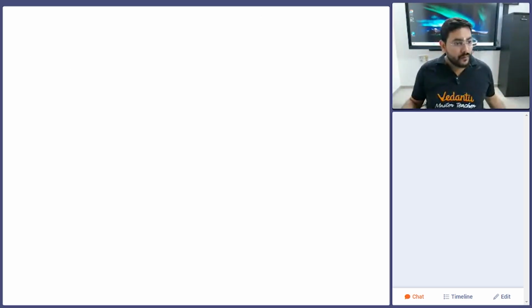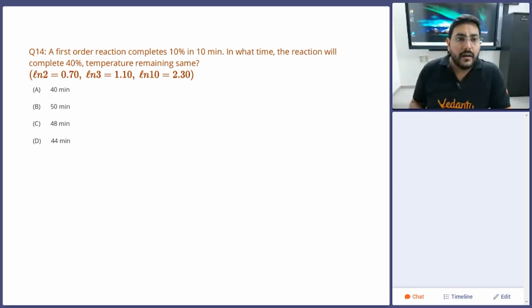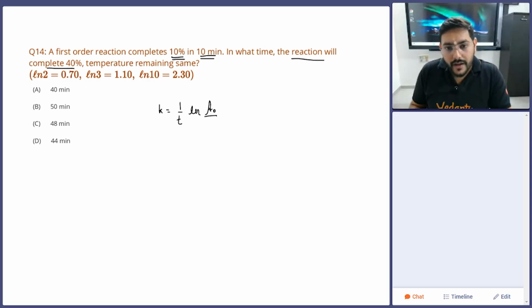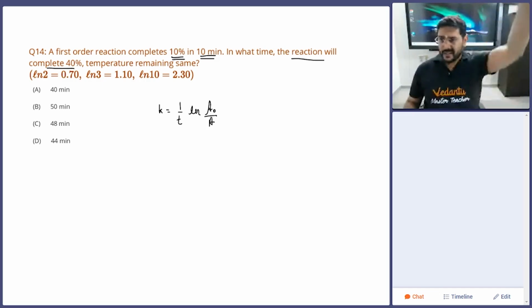Now, moving towards the next question. Here, a first order reaction completes 10% in 10 minutes. In what time will the reaction complete 40%, the temperature remaining same? Very simple question. So here, K is equal to 1 upon T ln A naught upon A. Now, for a first order reaction K is going to remain same.